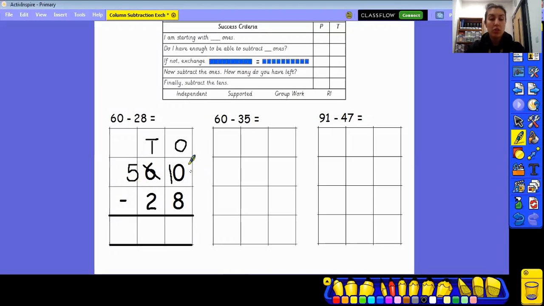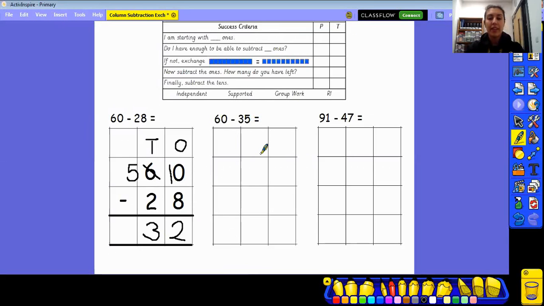So now that I've got some 1s here, now I can do 10, take away 8. And if you know your number bonds, you will know that 10 take away 8 leaves us with 2 1s. And now that I've subtracted my 1s, I can finally subtract the 10s. So 5 10s, take away 2 10s, leaves us with 3 10s, that's right. So 60, take away 28, equals 32. Have a go at this calculation, pause the video, and then we'll work out the answer together.